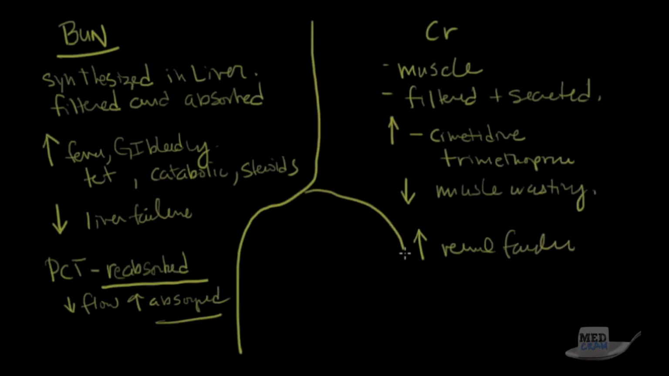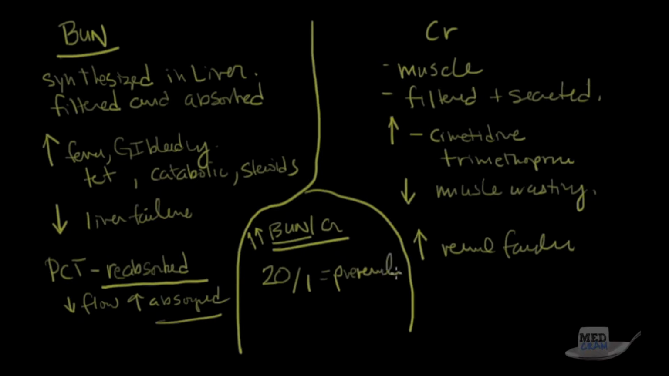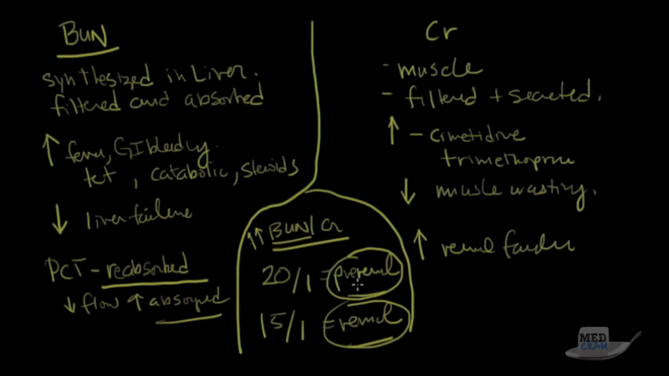Well, let's talk about the BUN to creatinine ratio. We know that because the BUN goes up even higher in a low flow state, it's usually a 20-to-1 ratio if it's pre-renal. Pre-renal, again, is any reason that causes a decrease in blood flow to the kidneys, and it's 15 to 1 in renal. And renal, remember, is where there's a problem with the kidney itself, and pre-renal is where there's a problem with the amount of blood flow going to the kidney.